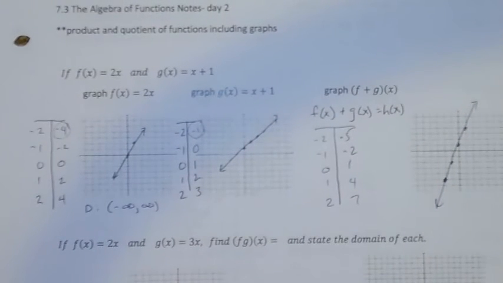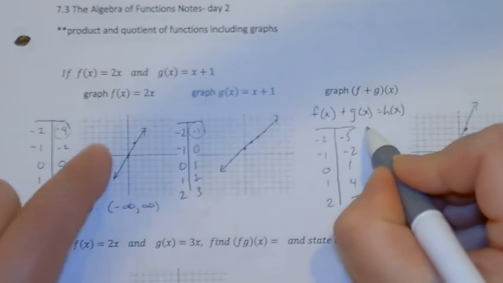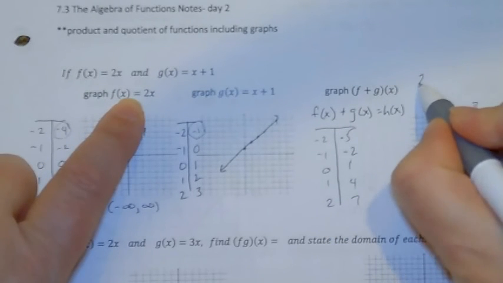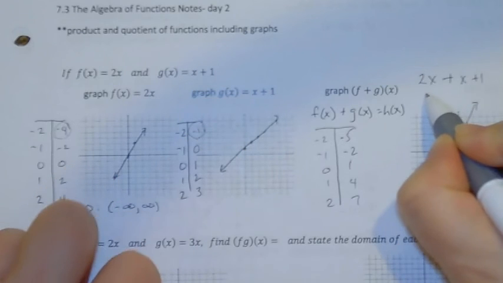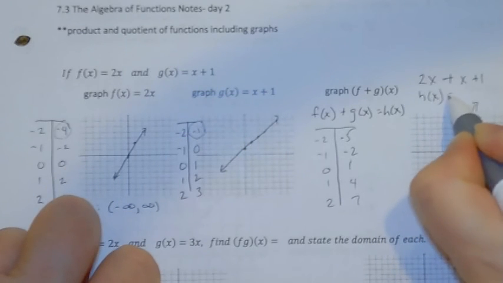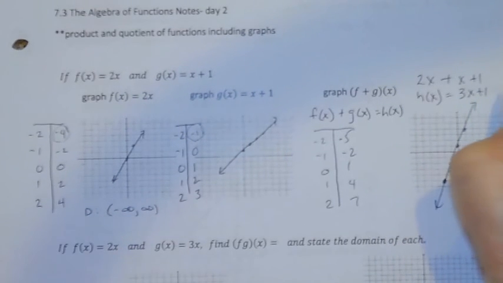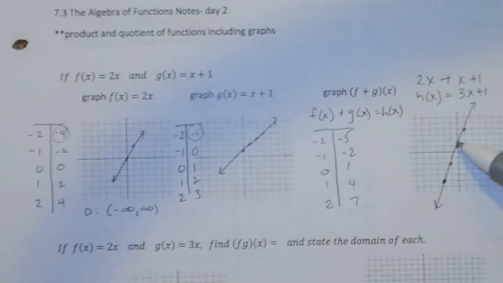If we added these two functions algebraically, if I added the f function plus the g function, I would get this function. And we can see how that's actually the graph that we have here. It begins at 1 and it goes up 3 over 1, up 3 over 1. So we've created the new function by adding two old functions.